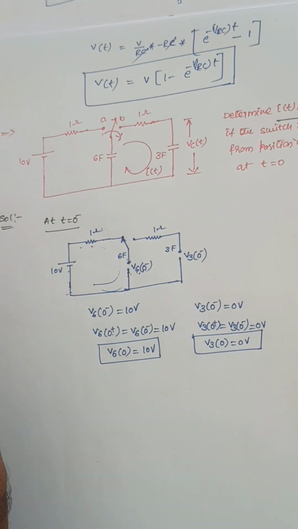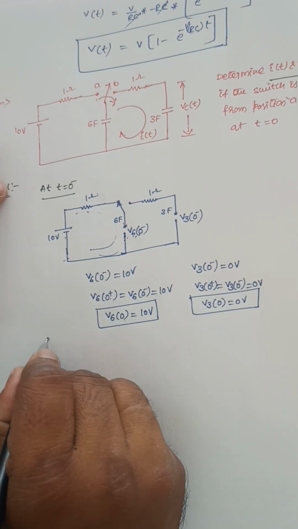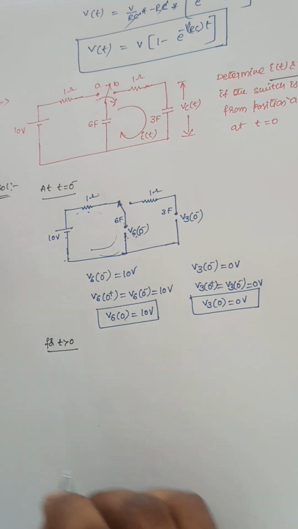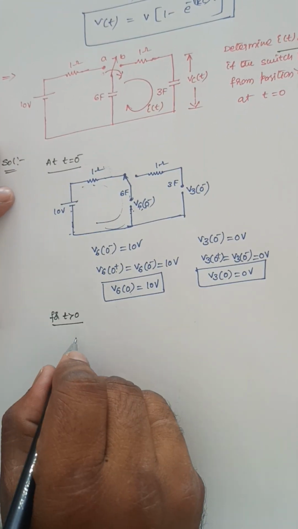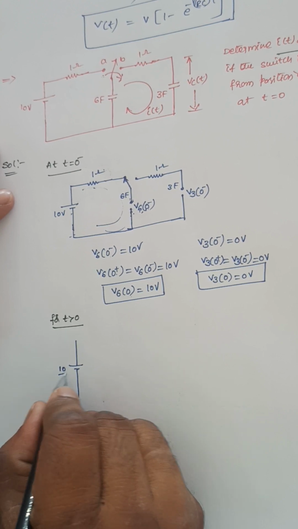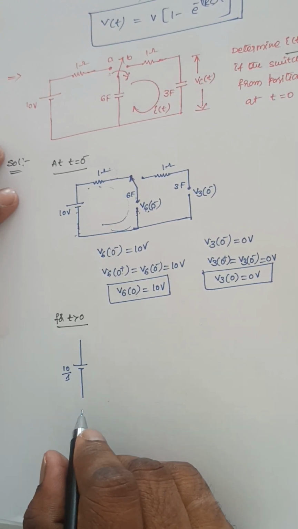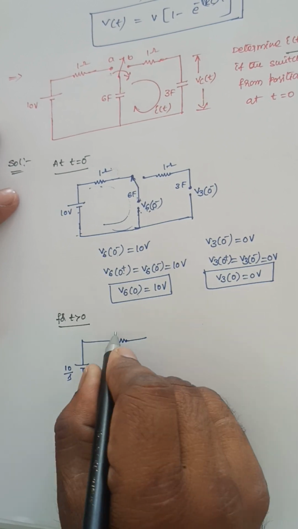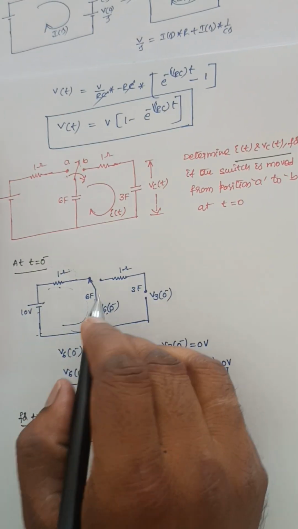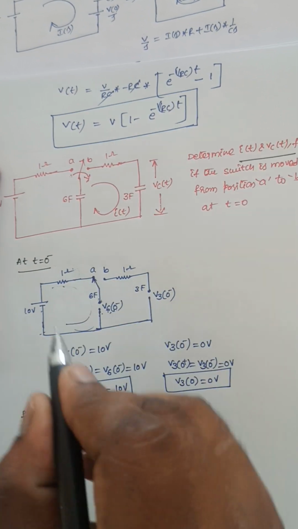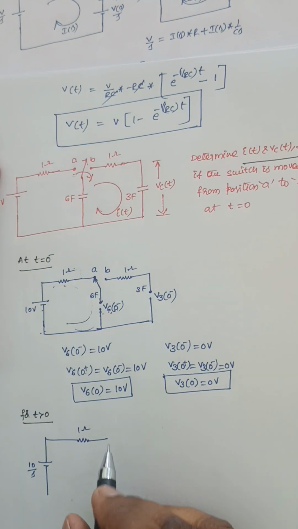Now draw the circuit for t greater than 0. For t greater than 0, I can draw this circuit as 10 divided by S, the Laplace transform circuit or frequency domain analysis I am using here. It is 1 ohm. Since the switch is moved from position A to position B, it is position A to position B.